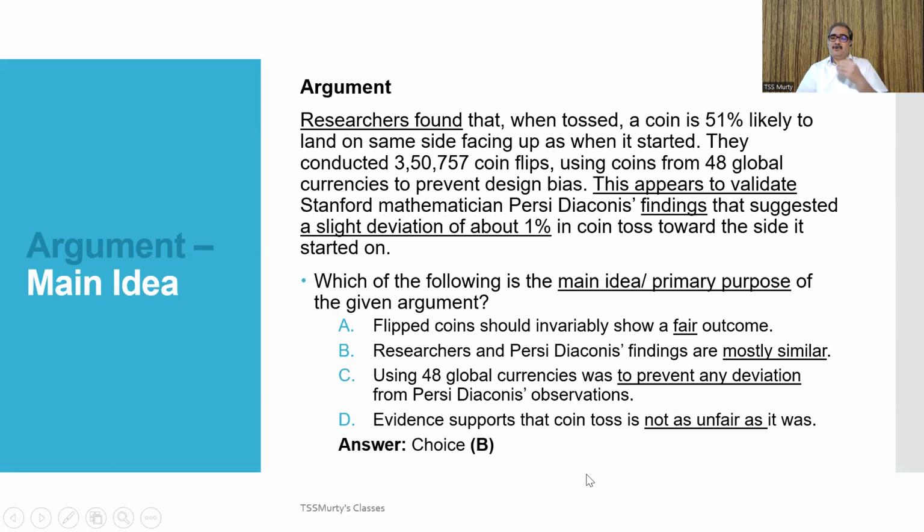More or less, the focus of the argument and the main idea of the argument are one and the same. If you have seen that video earlier, we said that researchers prove. And here we are saying that researchers' and Persi Diaconis' findings are mostly similar. The wordings are different, but the idea is the same. And hence, the main idea or the focus appears to be the same.